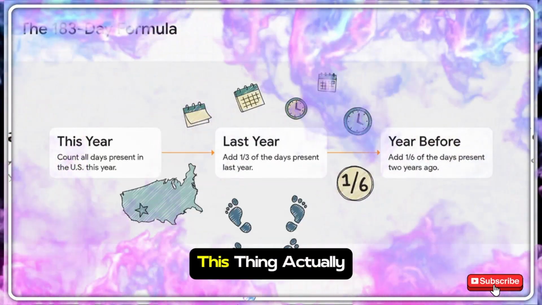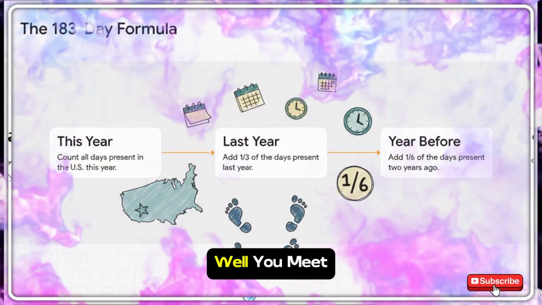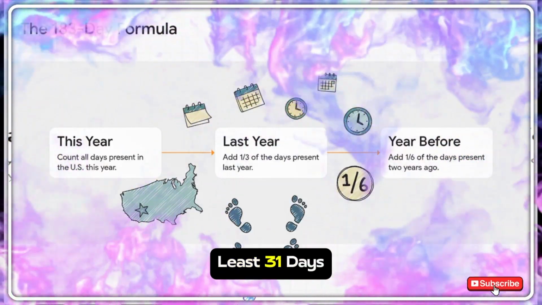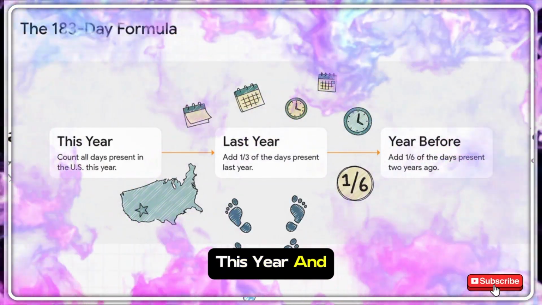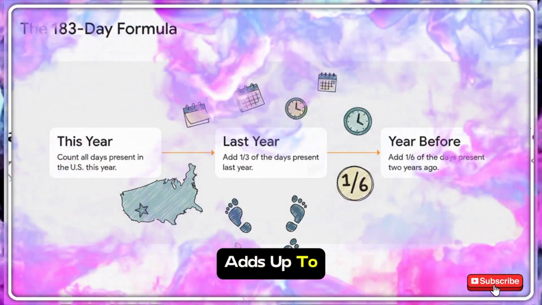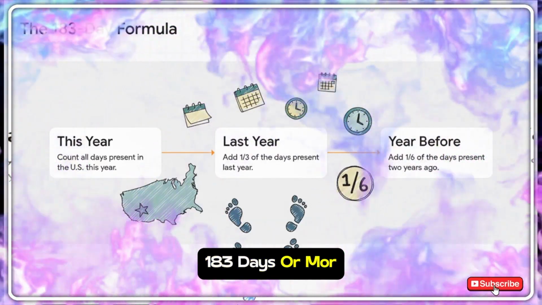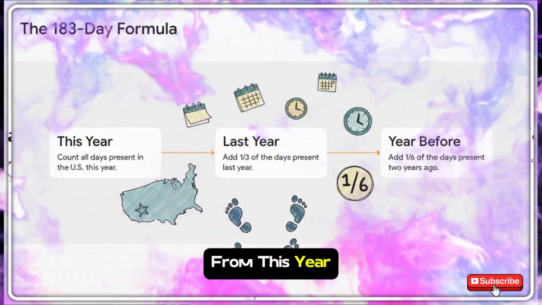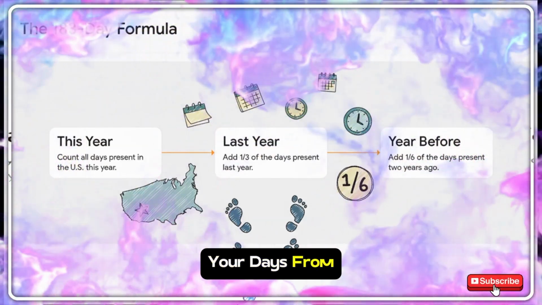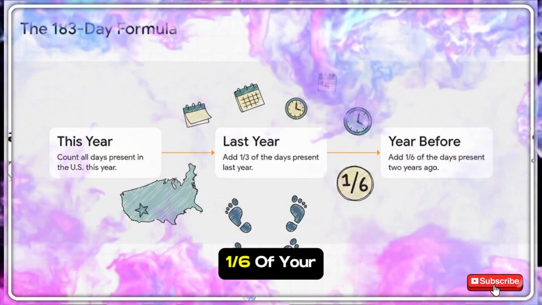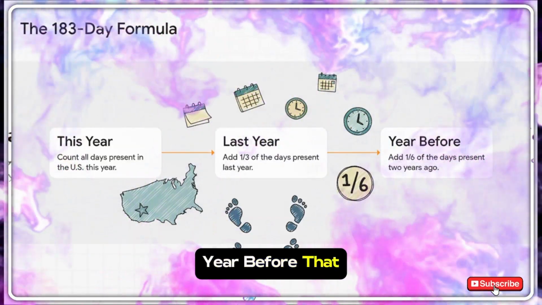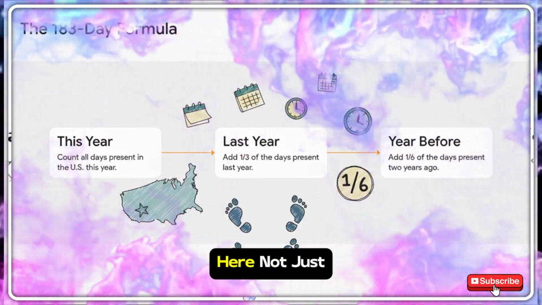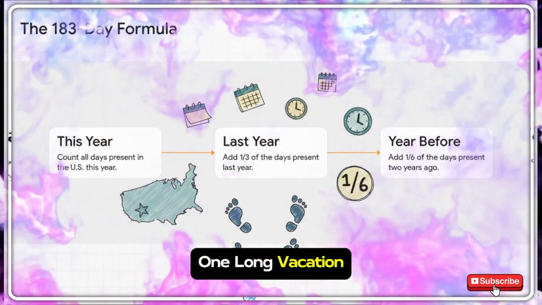So how does this thing actually work? Well, you meet the test if you are physically in the US for at least 31 days this year, and a special weighted total adds up to 183 days or more. And here's the formula. You take all of your days from this year, add 1/3 of your days from last year, and then add 1/6 of your days from the year before that. The whole idea is to see if you have a consistent pattern of being here, not just one long vacation.